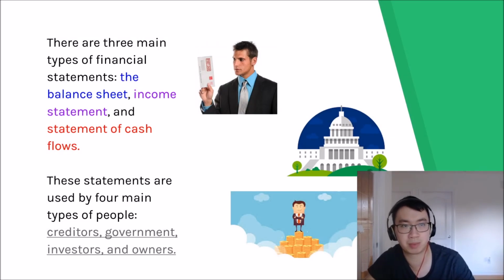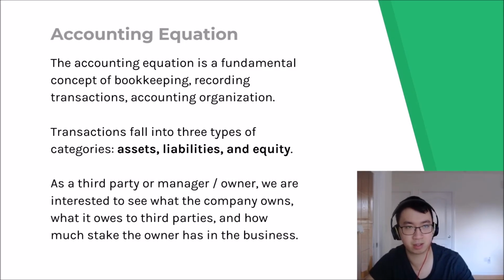So there are three main types of financial statements. We have the balance sheet, income statement, and the statement of cash flow. In the previous episode, we were learning about the income statement and how to calculate profit and loss. These statements are important because they're used by creditors, the government, investors, and the owners to get a better financial picture of the company. So let's take a look at what the accounting equation is all about.